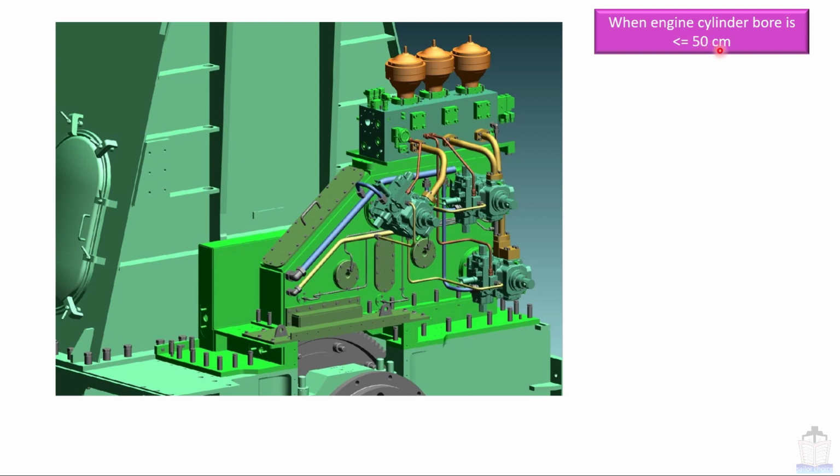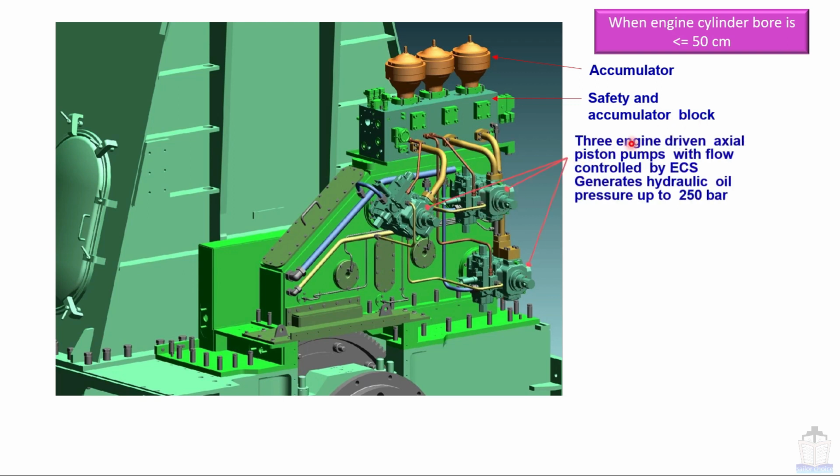Just going to give a brief explanation of all these parts once again. This is the accumulator. This is the safety and accumulator block. All these are 3 engine driven axial piston pumps with flow control by the engine control system. They generate hydraulic oil pressure up to 250 bar. Redundancy: the engine can operate on 2 pumps. The third pump is only for redundancy purposes. That we have already talked about.